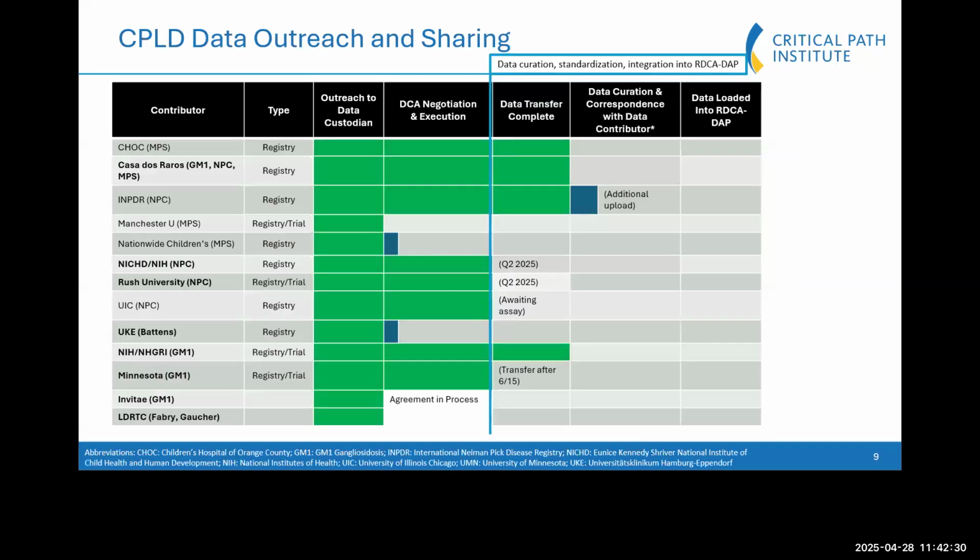So in terms of CPLD in specific, here is a snapshot of the current data outreach and sharing. And you see it's a multi-step process. It's not just we agree to share and then it's uploaded and then it becomes aggregated and it becomes available depending on the contributor. There's still some nuances that are somewhat limiting the from start to go point in terms of data availability.